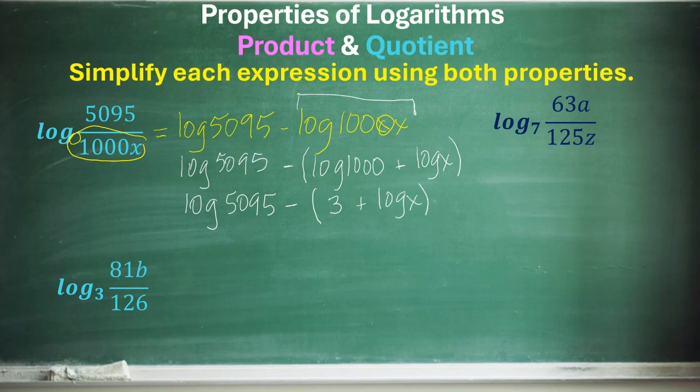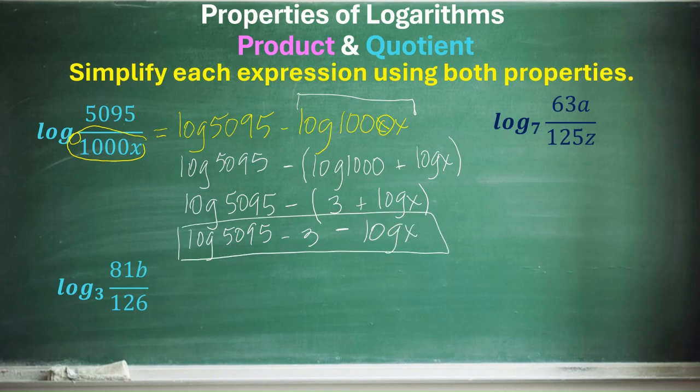Now, I could go ahead and leave it like this, or I could distribute my negative through to each of these, and that would also be correct. So I'm going to get this into the simplest form, which means without parentheses. So I'm distributing my negative sign to all of these terms. Okay. All right, that is your answer on that one.